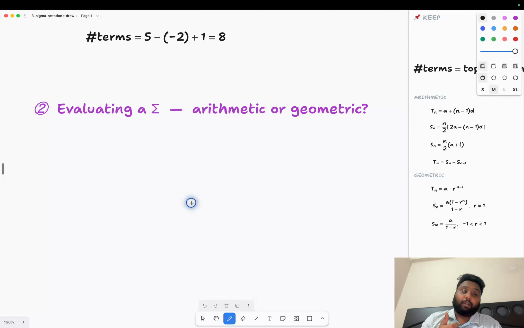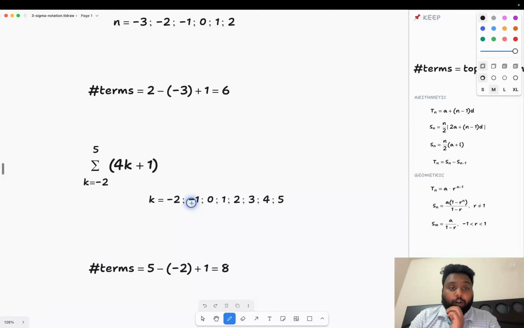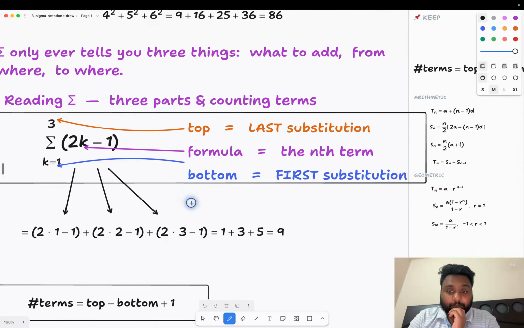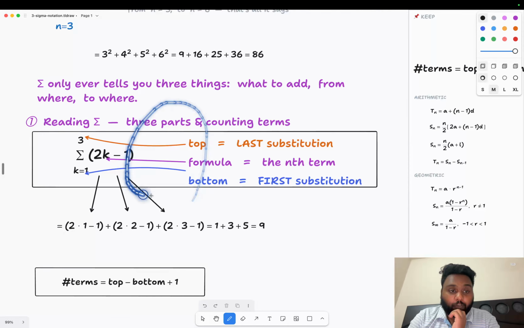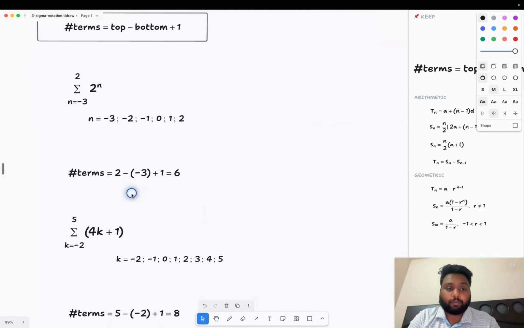How do we evaluate summations for an arithmetic or geometric series? Now this was the general introduction where we discussed what a summation notation represents, how we read it, and how we understand it. It generally has 3 parts: the top part, the bottom part, and the term, which is the generalized formula. This is what we have studied by now.